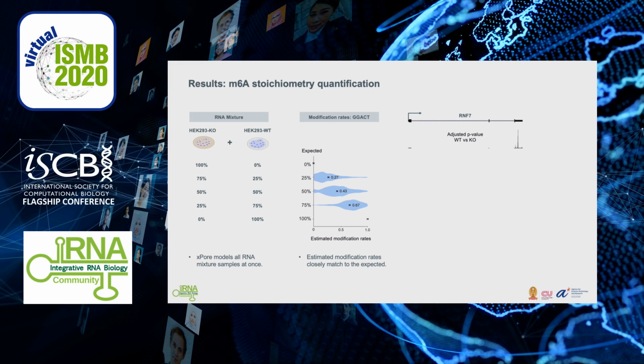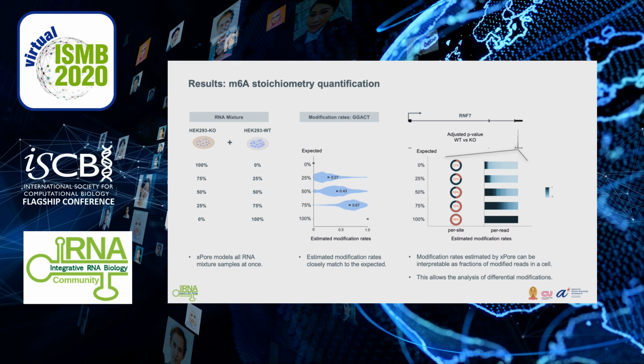At the stop codon, we can see a spike of the p-values indicating this site is highly differentially modified. So at this particular site, if I zoom in, we can see that the estimated modification rates for all 5 samples are close to the expected, more or less, right? Actually, these modification rates are computed internally from the probability of each read being modified, which is shown in the heat map here.